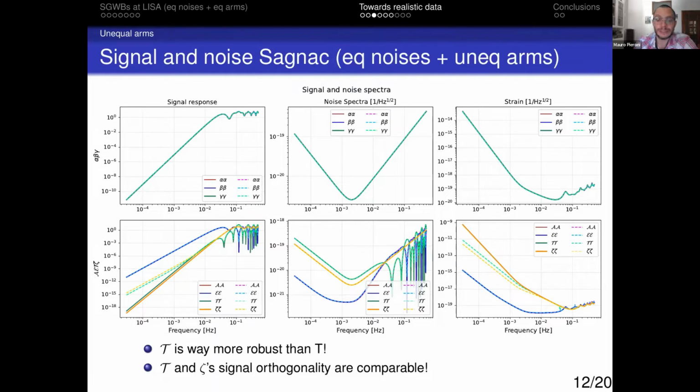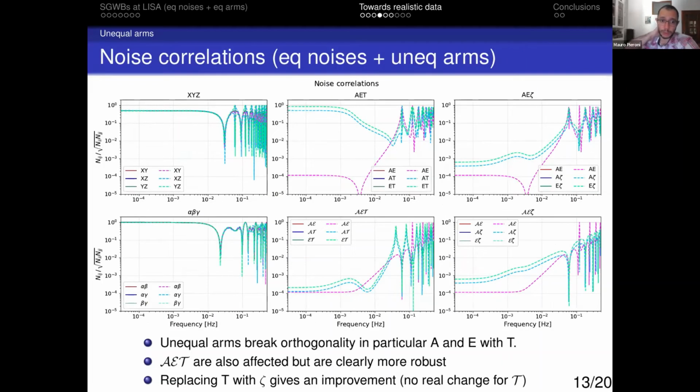Other things that are interesting to notice is what happens when I want to study correlations. So in this plot, I'm showing you the noise correlations. In particular, I'm showing you the off-diagonal elements divided by the square root of the on-diagonal elements. Again, solid lines are equal arms, dashed lines are unequal arms. In both these plots, and same for the next line, they are supposed to be zero because in the equal arm case, AET is orthogonal, and same goes for AEZ, and analogously, alpha beta gamma and their orthogonal variables.